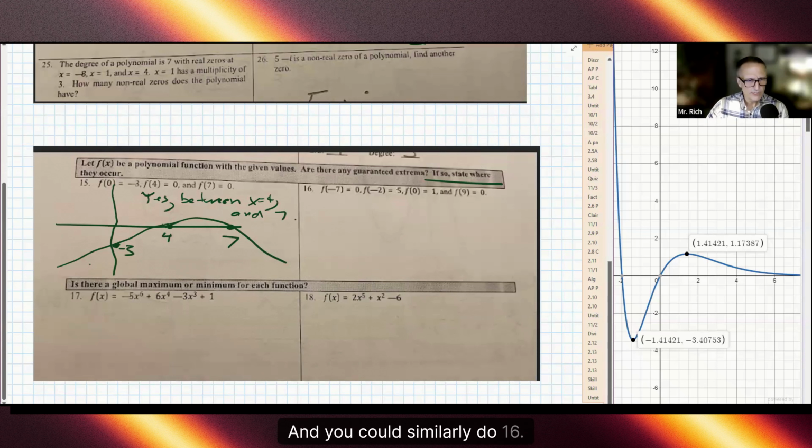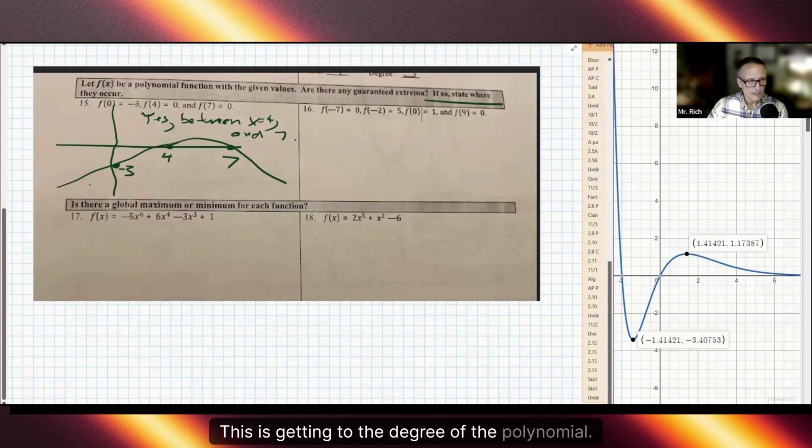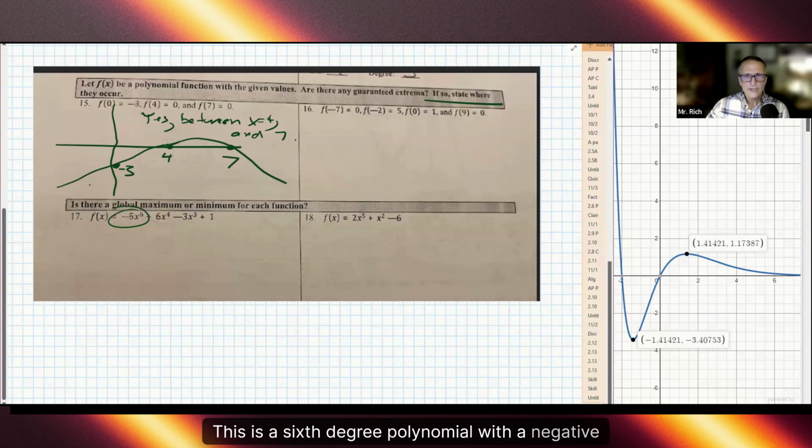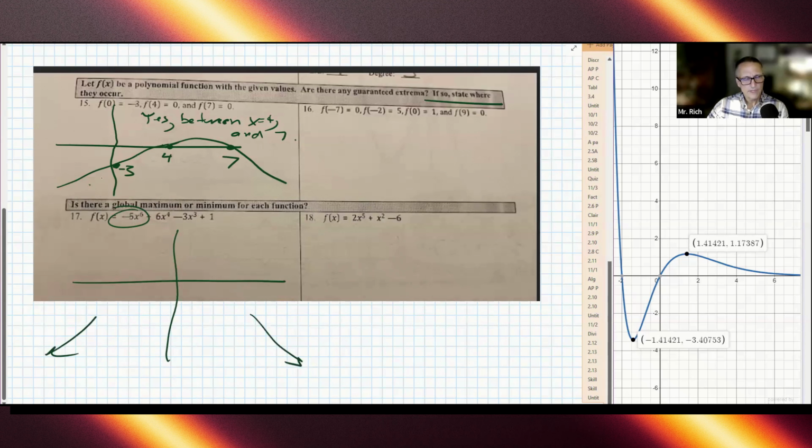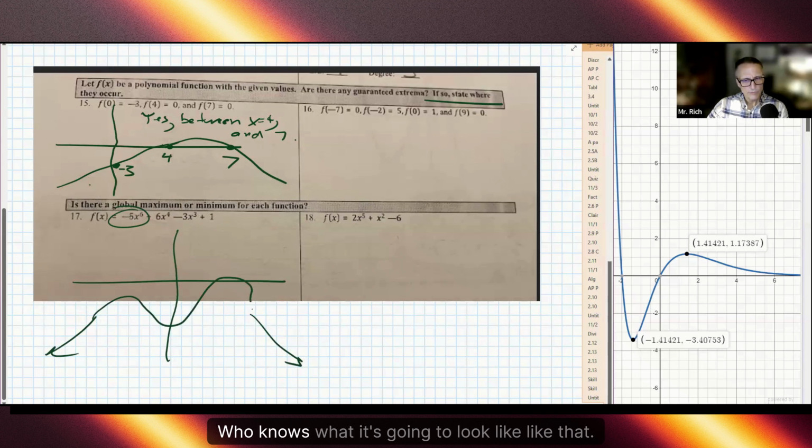And you could similarly do 16. Let's take a look at 17. It says, is there a global maximum or minimum for the function? This is getting to the degree of the polynomial. This is a 6th degree polynomial with a negative leading coefficient. So this has to do with end behavior. So this function on the ends is behaving like this, and it's doing something in between, probably changing directions multiple times. Who knows what it's going to look like.